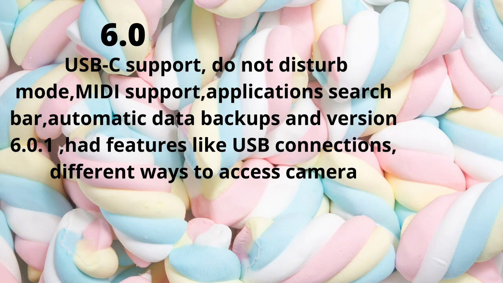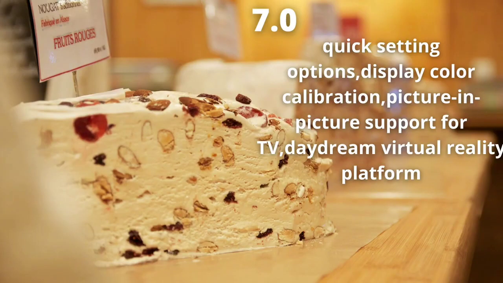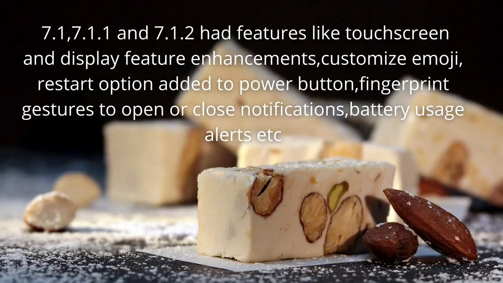In August 2016, Android 7.0 Nougat was released. This had features like quick setting options, display color calibration, picture-in-picture support for TV, the Daydream virtual reality platform, and so on. Versions 7.1, 7.1.1, and 7.1.2 had features like touchscreen and display enhancements, customizable emoji, a restart option added to the power button, fingerprint gestures to open or close notifications, battery usage alerts, etc.